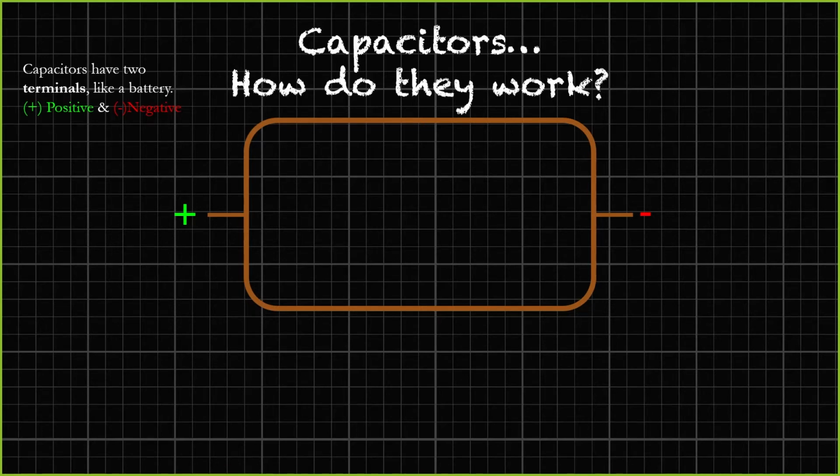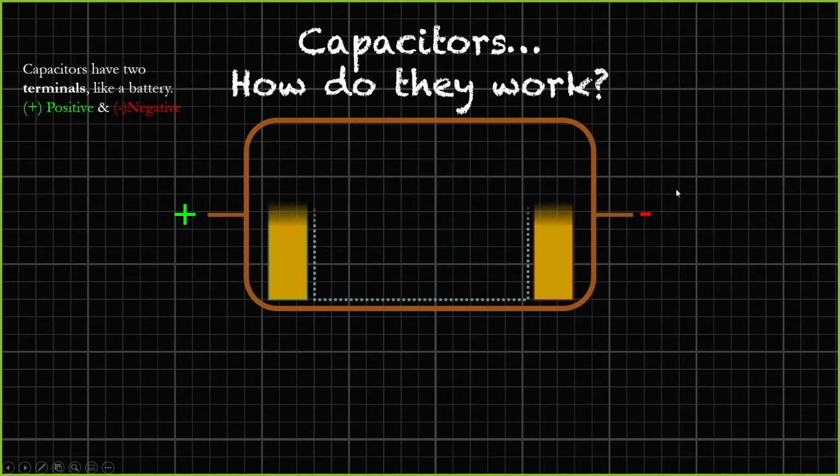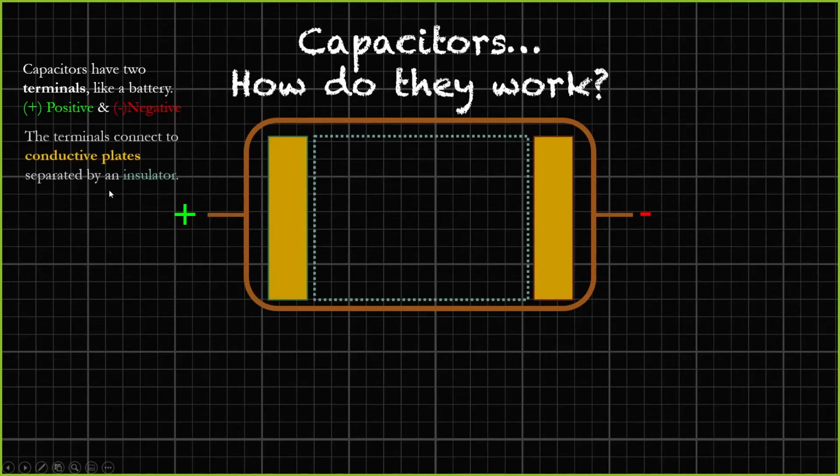It's going to be a stripe. It's going to be a line. It's going to be something other than the rest of the sheathing, which is usually a ceramic or a polyurethane coating around capacitors. So they have a positive and negative side. The terminals connect to conductive plates, but there's a semiconductor or an insulator in here.